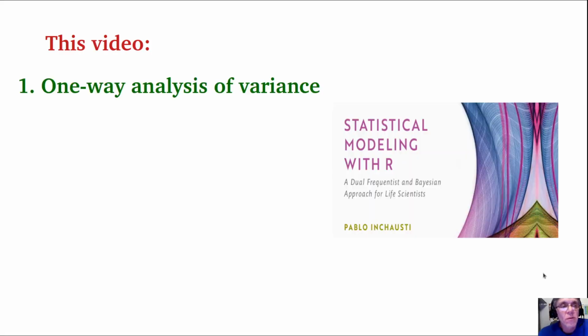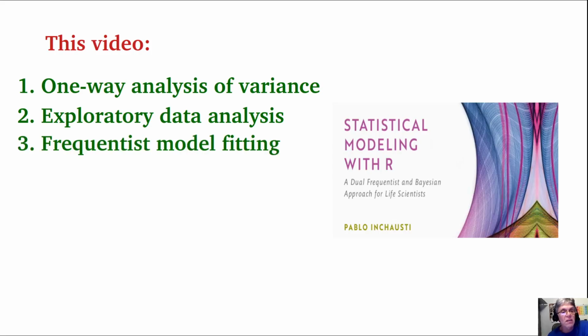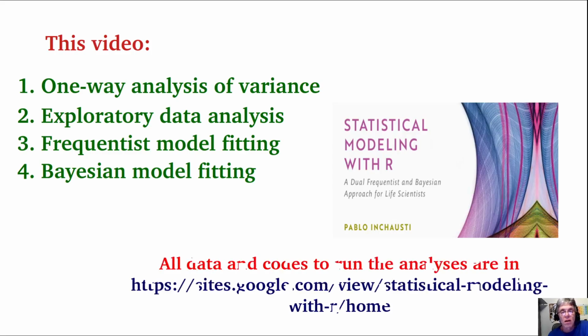In this video, I'm going to talk about the one-way analysis of variance, which is a procedure to compare the mean of a response variable, a numerical response variable that has a normal distribution, among the groups defined by a single categorical variable. We start again, as usual, with the exploratory data analysis, to be followed by the frequentist fitting and the Bayesian model fitting. As always, the data and the code to run the analysis for these videos are on the site shown in the slide.